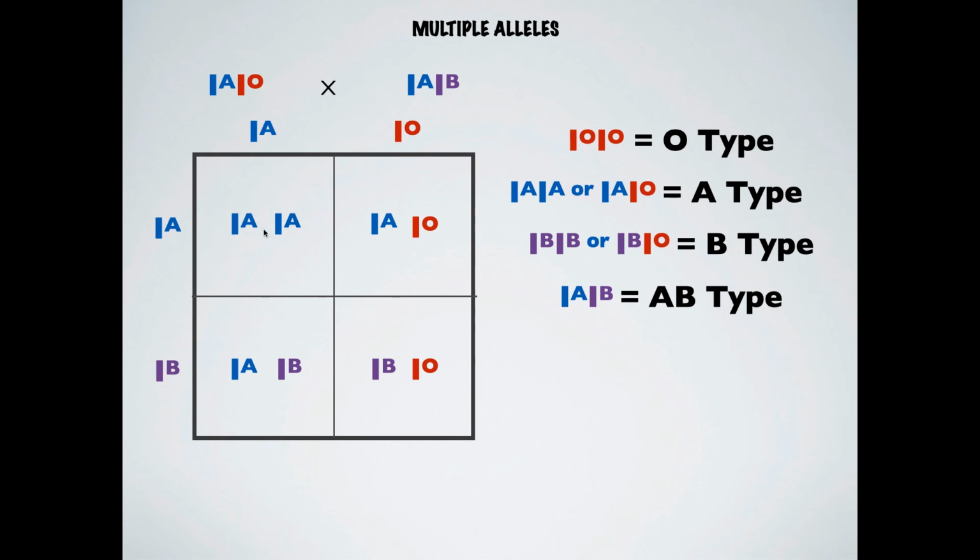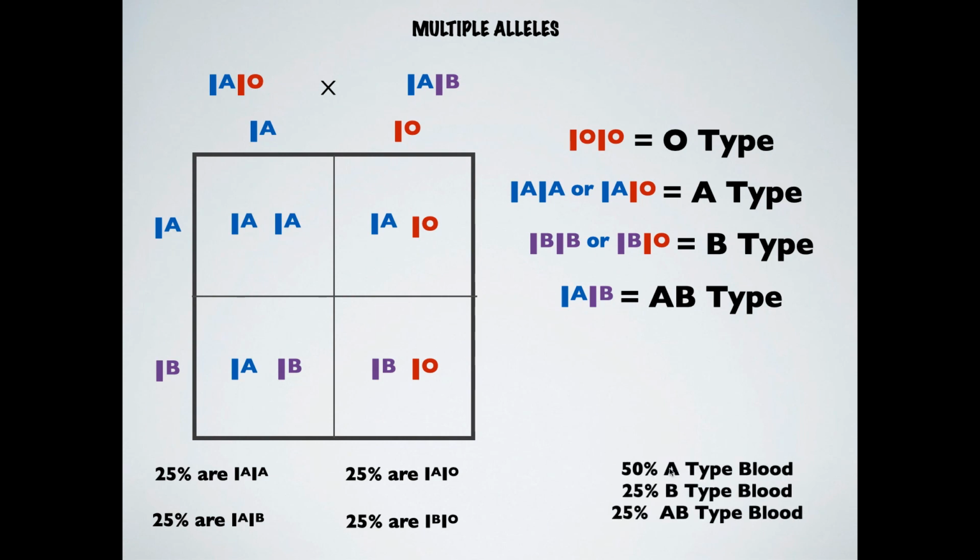Okay, so now we can interpret this genotypically. 25% are AA, 25% are AO, 25% AB, 25% BO. They're all different. But phenotypically, what type blood do they all have? Well, 50% have A-type blood because there are two ways of making A-type blood, and we have those two ways right here that are present. 25% would be AB, 25% would be B. And again, you would need this chart in order to figure that out. We don't assume you know the mixing for blood type.